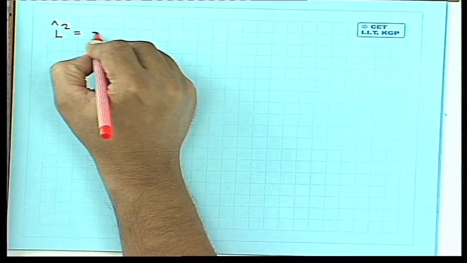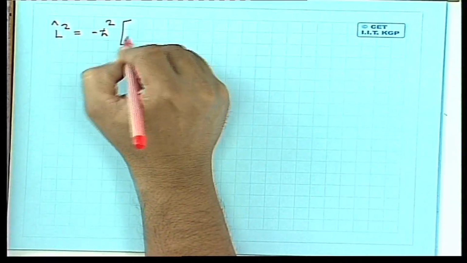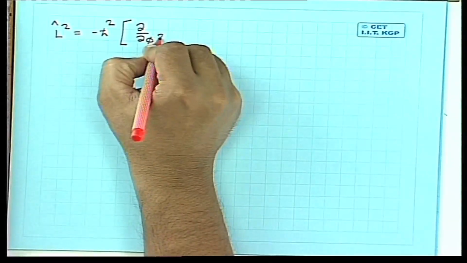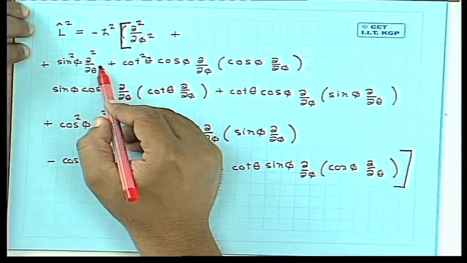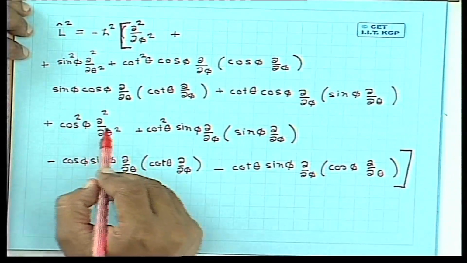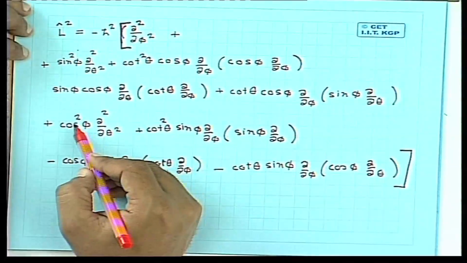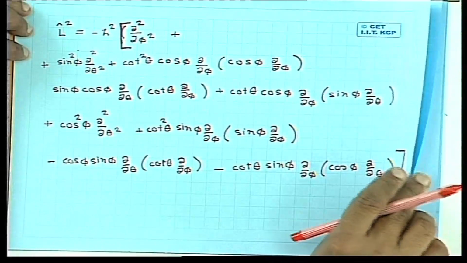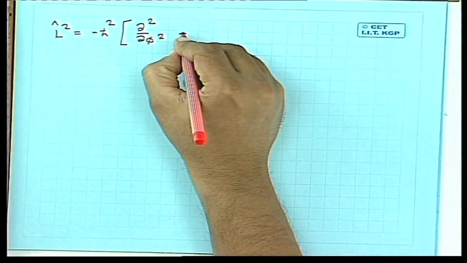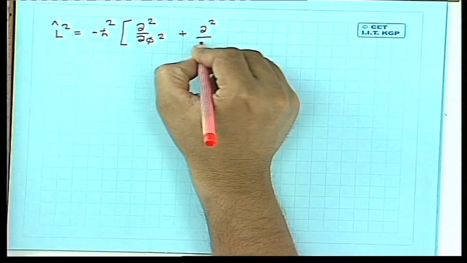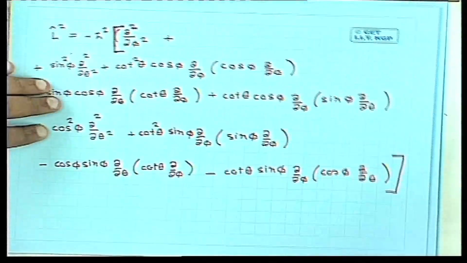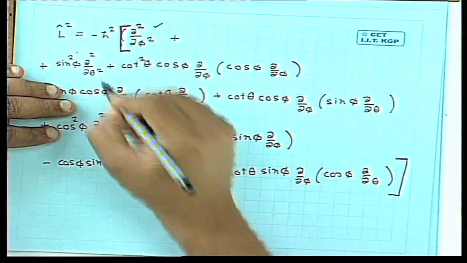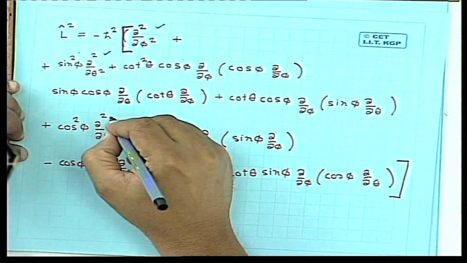L square is equal to minus h cross square, and the first term passes through unscathed, del by del square phi. Now sin square phi del square by del theta square, and here we have cos square phi del square by del theta square. So we add up these two terms, we get just del square by del theta square. So we have plus del square by del theta square. Let me mark the terms which have been taken care of. This is gone, and this is gone.